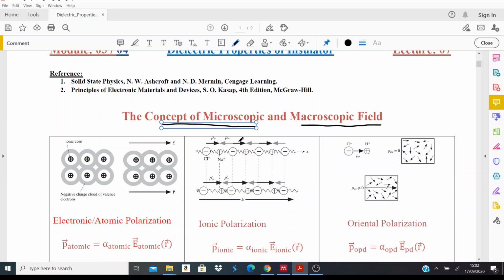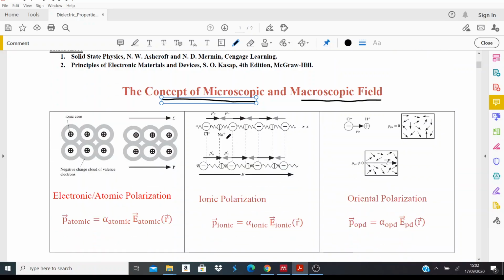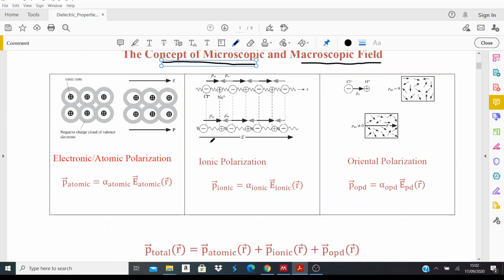To set the background, if you recall, so far we have discussed in the previous three lectures three different types of polarization that mainly contribute to the material. The first one was the electronic or the atomic polarization. The second one was the ionic polarization or the displacement polarization. And the third one was the orientational polarization due to the presence of permanent electric dipole moments in some materials. We have discussed in detail these three different types of polarization in the previous lectures.